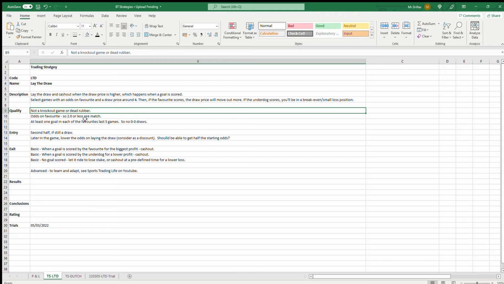And a dead rubber is like, say it's getting later on in the season, there's two mid-table teams that have got nothing to play for, they're not going to be involved in promotion, they're not going to be involved in relegation, so they're more likely to play out a draw because they're not that bothered, for want of a better phrase.